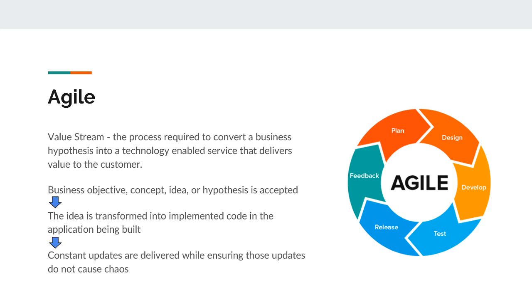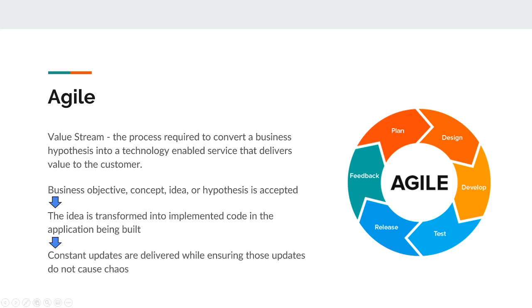Agile kind of fixes that issue by using what's called a value stream, which is a process required to convert a business hypothesis into a technology enabled service that delivers value to the customer. Now, this input or idea can be in the form of a business objective, concept, or a hypothesis that would later on be accepted.